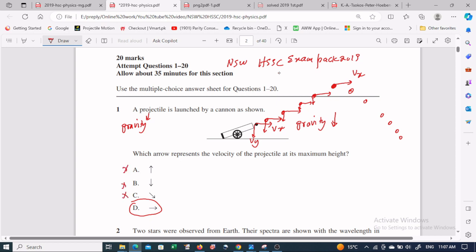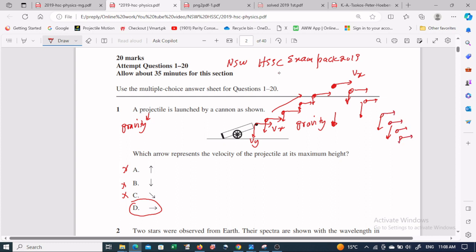Now one more thing: why does the x component remain the same throughout the motion? Because only the force of gravity is acting on this projectile, so only the y component is influenced by gravity. When the body is moving upward, its velocity reduces due to the decline in the y component, but the x component does not change. When it goes down again, its y component increases, but there is no change in the x component.